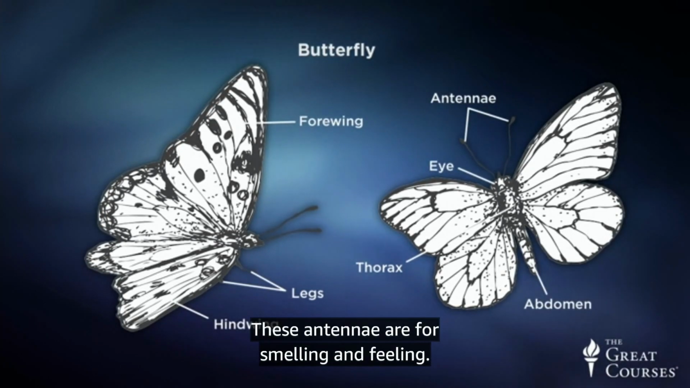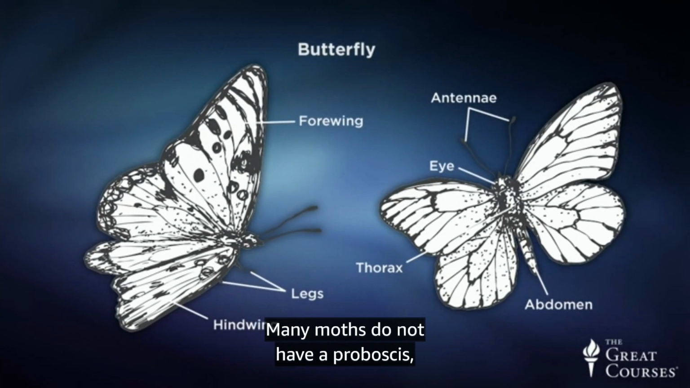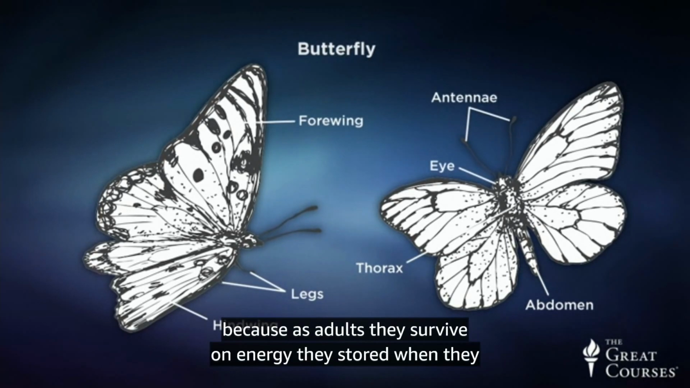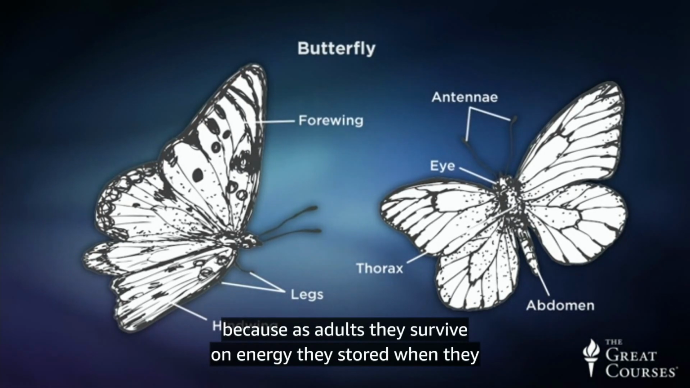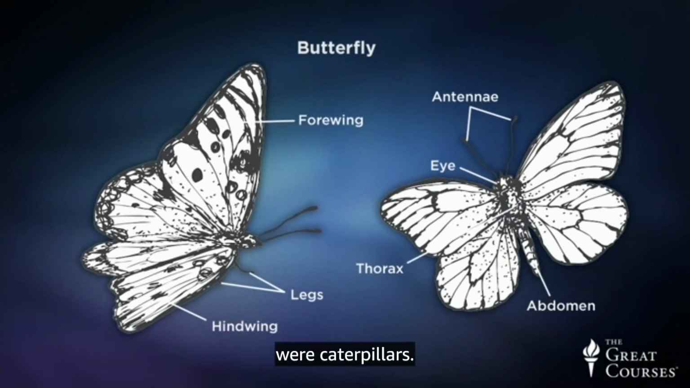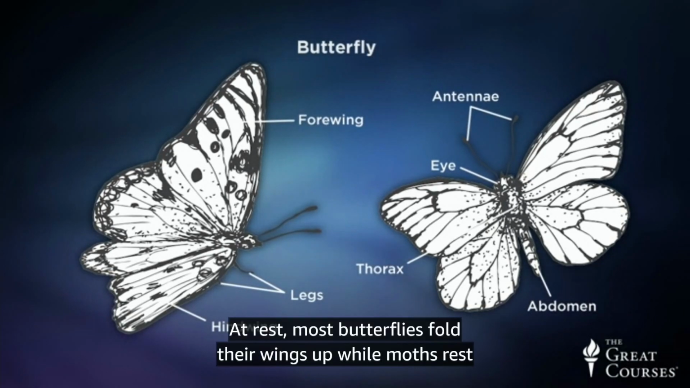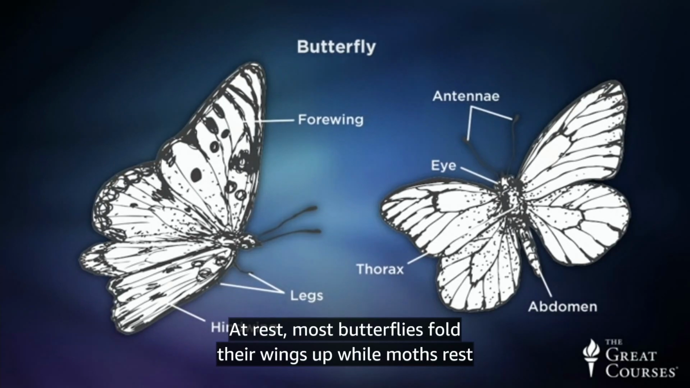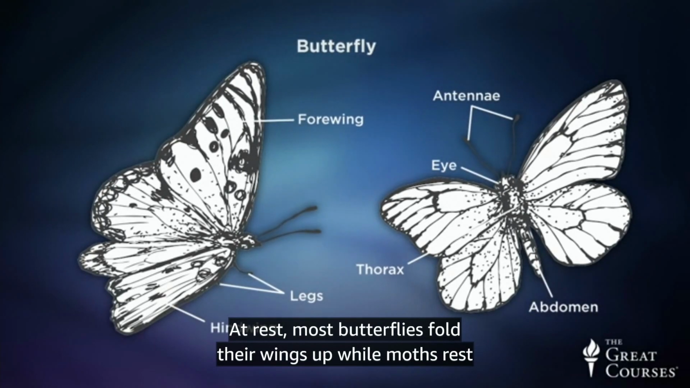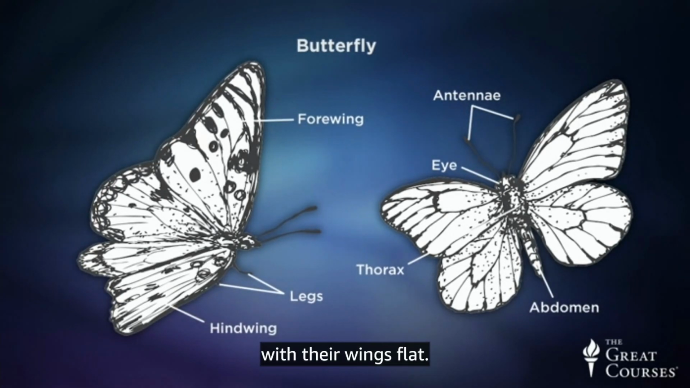These antennae are for smelling and feeling. Many moths do not have a proboscis because as adults, they survive on energy they stored when they were caterpillars. At rest, most butterflies fold their wings up, while moths rest with their wings flat.